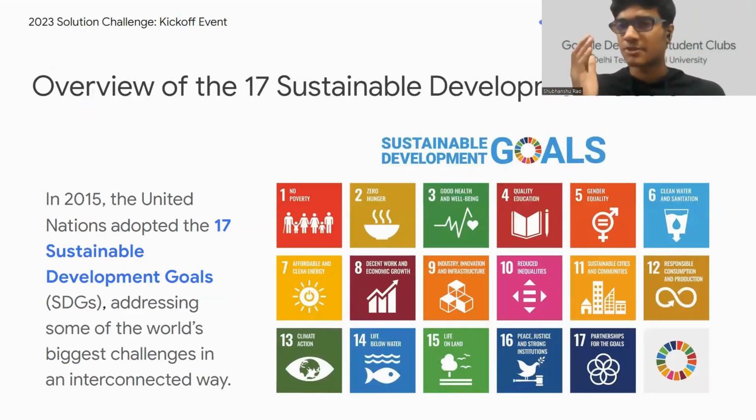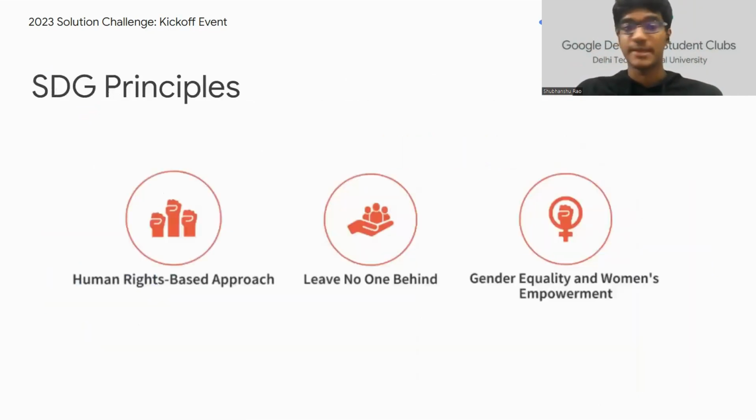So now let's talk about what the UN 17 sustainable goals are. As we talked about, in 2015 the UN decided that these 17 goals are the major problems and major threats, and they need to be solved by the year 2030. And 193 nations agreed upon those. Some of the goals are listed here. In fact, all of the goals are here. One is no poverty, zero hunger, good health and well-being, quality education, and many more. You can check these out on Google and pick one and make a solution for it.